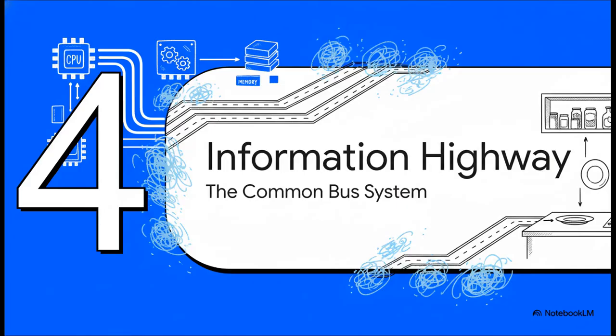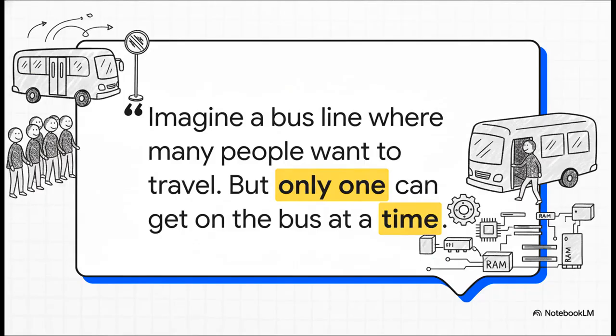So we've got our CPU, we've got our memory, and we've got these super fast registers. But how do they all talk to each other? How does data get from that pantry to the countertop? Well, they need an information highway. Think about it like this. Inside your computer, all these different parts need to send and receive information constantly. But you can't have them all shouting at once. That would be total chaos. You need an orderly system for everyone to communicate.